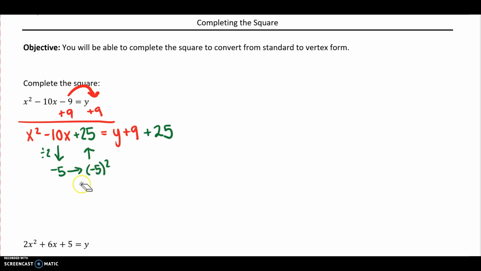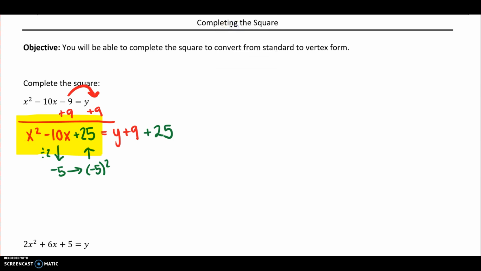Okay, so why did I do this though? What did I really make happen here? The goal of completing the square, like I said, is to take something that might not be factorable and make it factorable. So what I actually did by dividing by 2 and squaring it is I made this a perfect square trinomial, which I'm going to factor first so you can understand why that is.